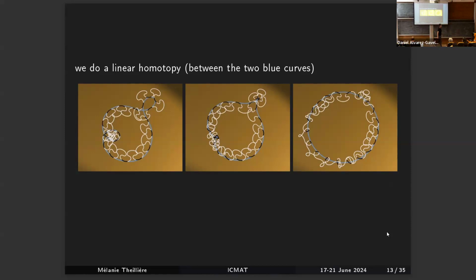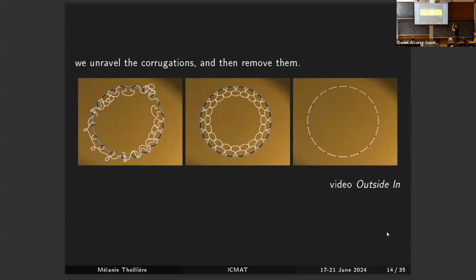So a linear homotopy. And after, we unravel the corrugation, so we turn it until that, and after we could remove the corrugation by pushing the amplitude to 0. And we have our regular homotopy without thinking, just applying the algorithm of Thurston.